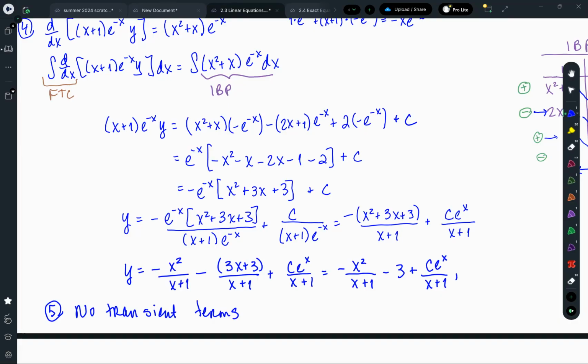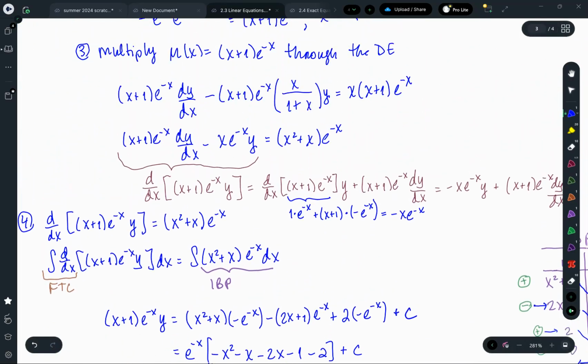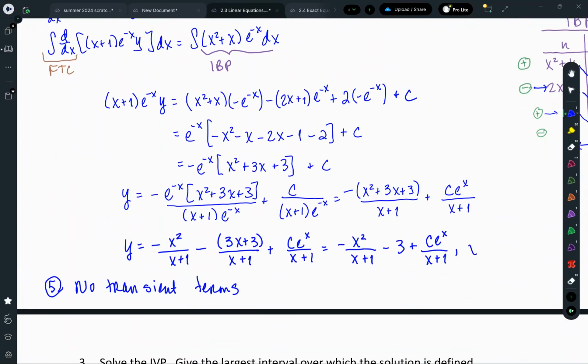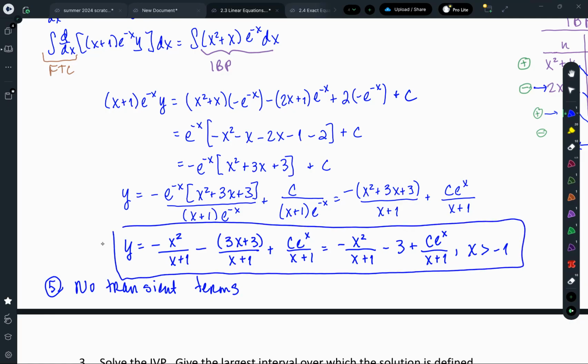And then I do need my domain, which was x is greater than -1. Okay, so I will box that, and then I've got my no transient terms. Okay, so one last example.